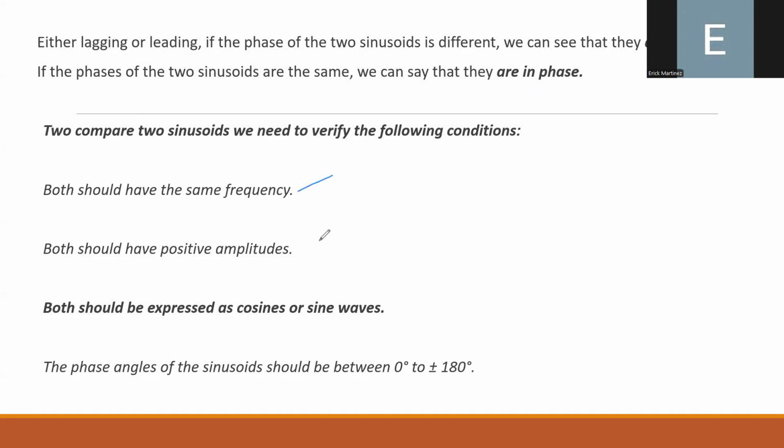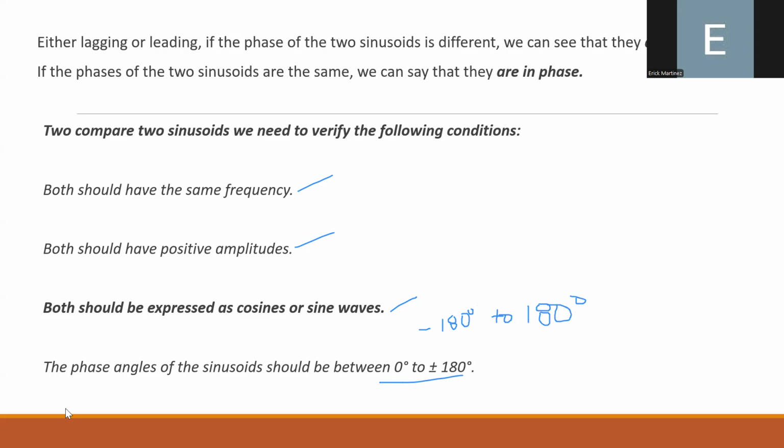We are talking about the frequency, the amplitude must be positive, and both should be expressed as cosine or sine waves. Another condition is that we need to express the phase angle of the sinusoids in the range from minus 180 degrees to 180 degrees. That is the range of phase angles in which we can express them. So that is the meaning of this condition: we need to express the phase angle within this range in order to compare the sinusoidals.